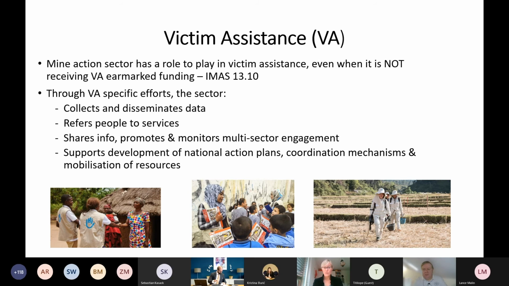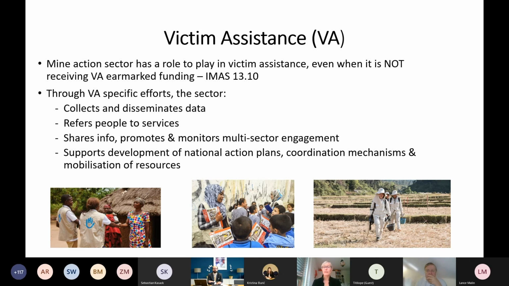One thing we've always done is collecting casualty data, which we have mostly used to inform where we should clear or who we should target for explosive ordnance risk education activities. But we have less used this data, less analyzed it, to have an understanding of what situation is faced by people that are injured or whether they have access to services. And so the sector already collects this data, but hasn't really been asked to analyze it for the purpose of victim assistance. IMAS 13 changes this.